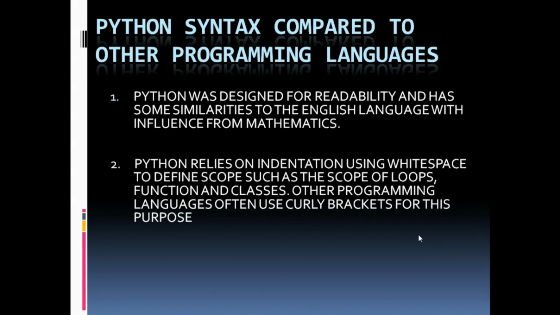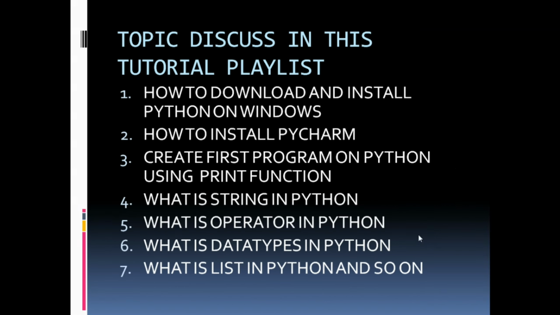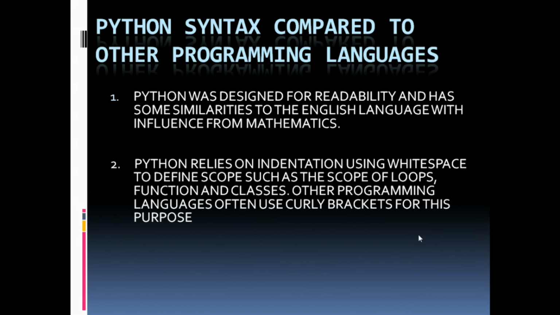Python syntax compared to other programming languages. Number 1, Python was designed for readability, and has some similarities to the English language with influence from mathematics. Number 2, Python relies on indentation, using white space, to define scope, such as the scope of loops, functions and classes. Other programming languages often use curly brackets for this purpose.